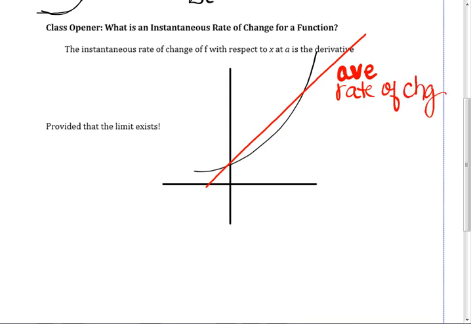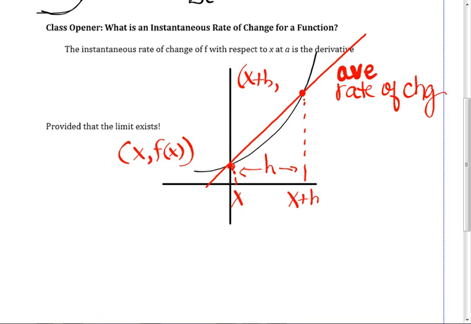Okay, do you remember how to find your average rate of change? It's just your slope. So I'm going to call that x. Sorry, it's at the origin. Didn't mean to put it there, but then this distance is h. Then this is x plus h. And you just find the slope between these 2 points. So this ordered pair is x comma f of x. This is x plus h comma f of x plus h, because I don't know what the function is.